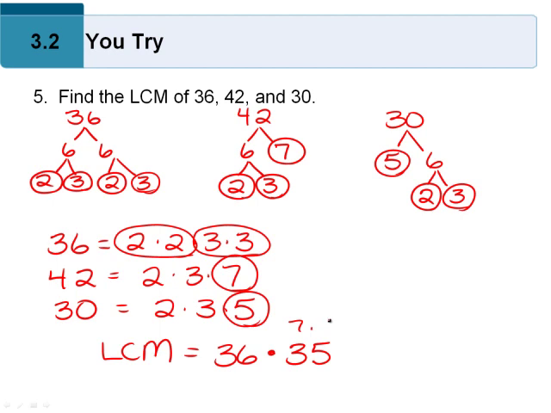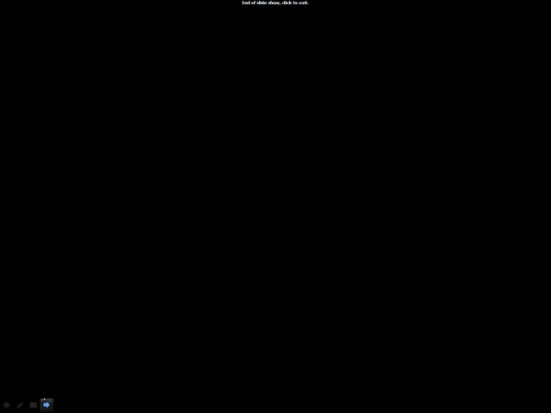So if you are wondering where the heck did she get the 35? I multiplied the 7 times 5. And now, once again, the first time ever for the problem anyway, use your calculator. 36 times 35 is 1,260. And that is your least common multiple. So that should be it for section 3.2. Yep, sure is. That's it.